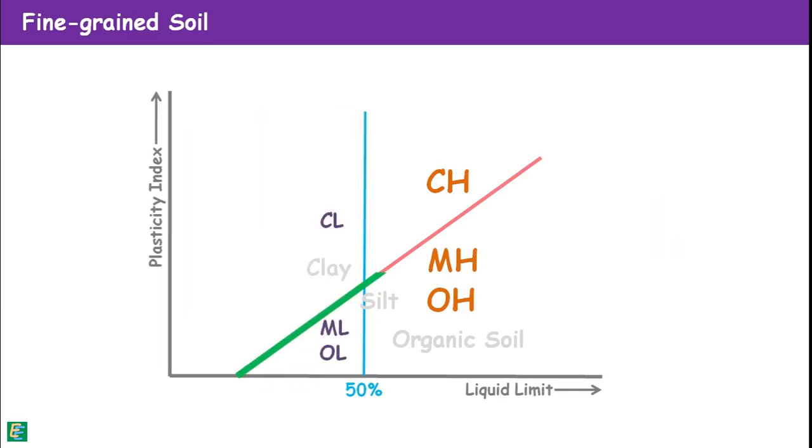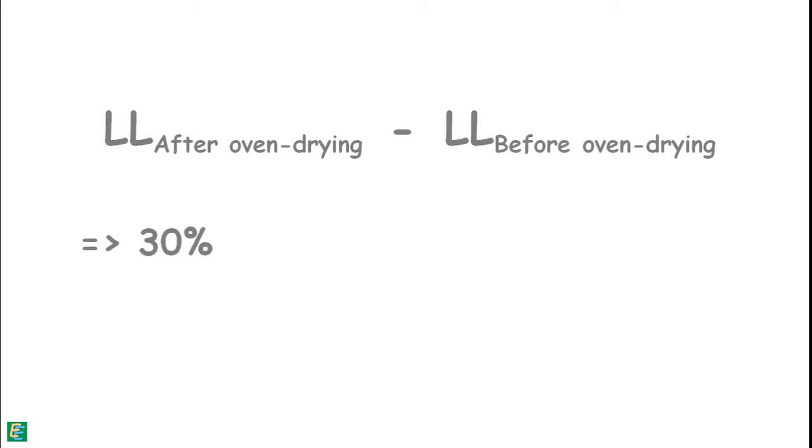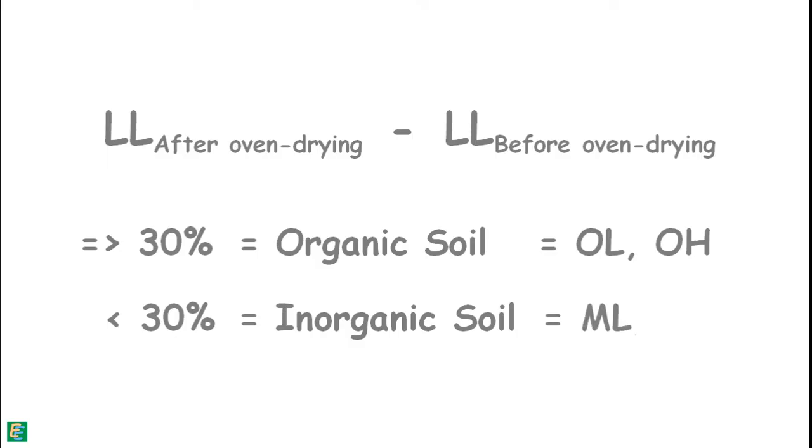This line already separates clays from silt and organic soil. Now to distinguish between the silt, which is inorganic soil, and organic soils, we use oven drying. We note down the soil's liquid limit before and after oven drying. If oven drying decreases the liquid limit of soil by 30% or more, the soil is organic, and it will have symbols OL or OH. And if the decrease in the liquid limit is less than 30%, soil is inorganic and the symbols will be ML or MH.